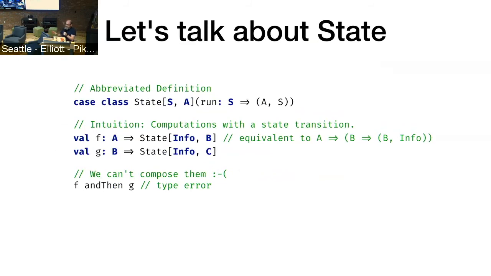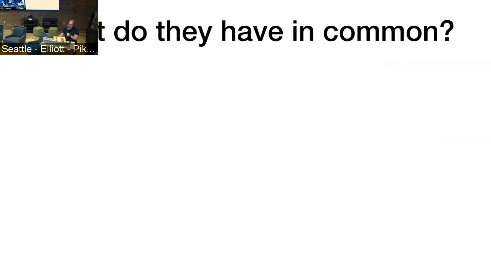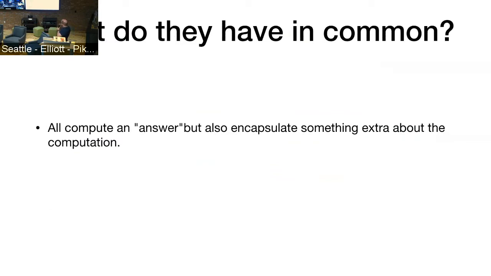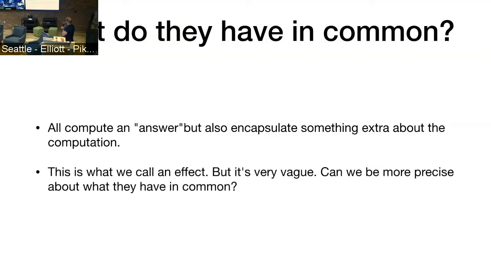So we've got a lot of stuff that looks kind of the same, but not quite. So let's talk about what these things have in common. The big thing is that all of these types that we've talked about, they compute some answer, but there's some other context associated with it. There's some other information or some other meaning that's sort of ancillary. It's not part of the answer, but it's something that goes along with it. Okay, and that's what we call an effect. But that's not a very satisfying definition. So let's see if we can be more precise about what these things have in common.